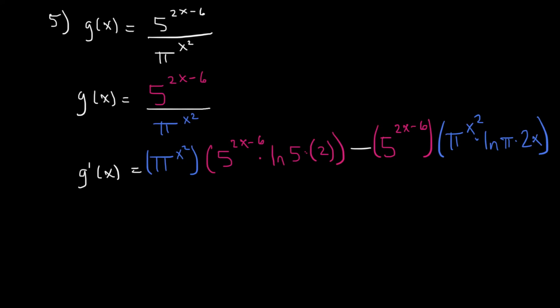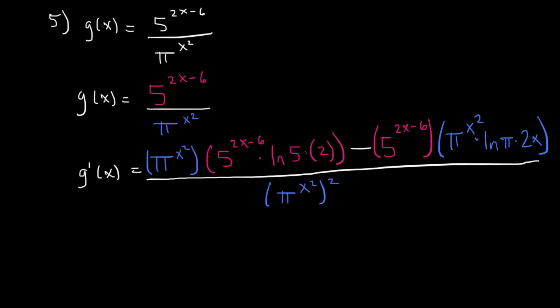And don't forget, because you're going to lose half a point, not a quarter, but half a point, everything divided by the bottom, pi to the x squared, squared. And I don't know about you, but I don't want to simplify that. So let's just leave it like this.